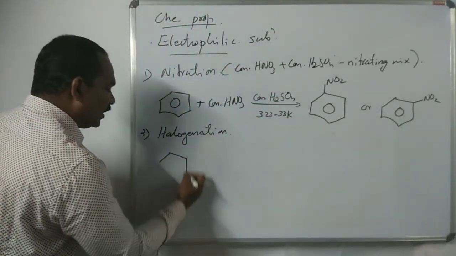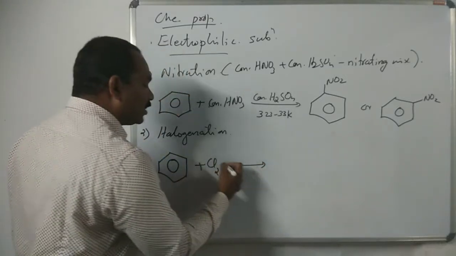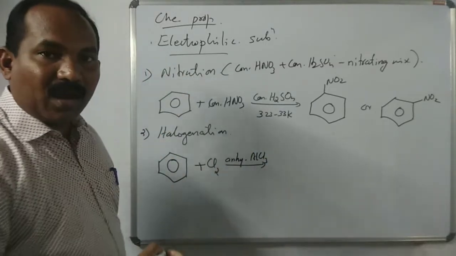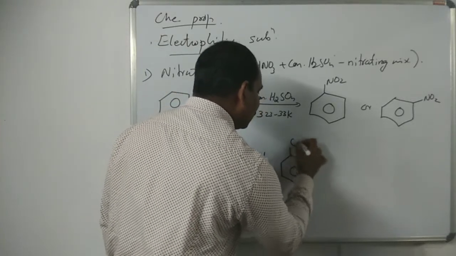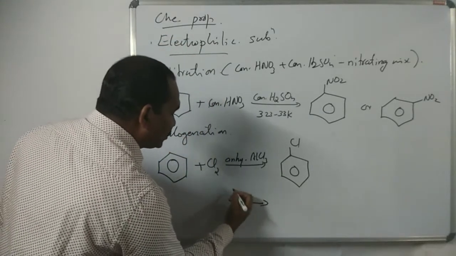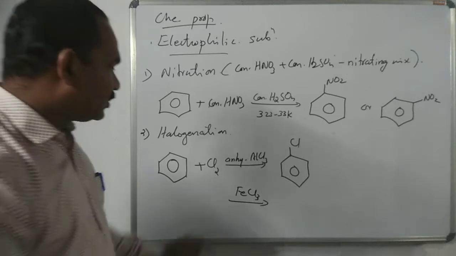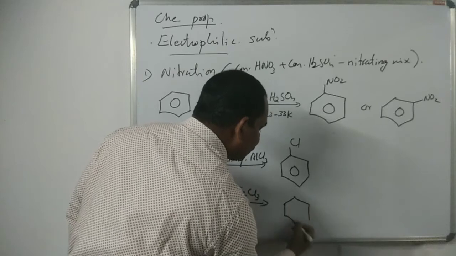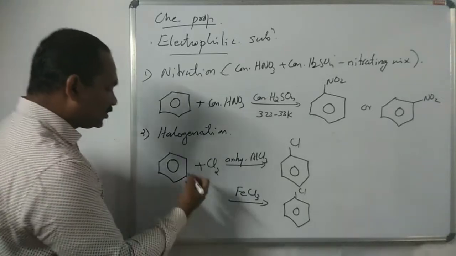Let's take one example. Benzene is treated with chlorine in the presence of anhydrous AlCl3, we get chlorobenzene. Also you can take the catalyst FeCl3. Anhydrous AlCl3 or FeCl3, we get the same product, chlorobenzene.